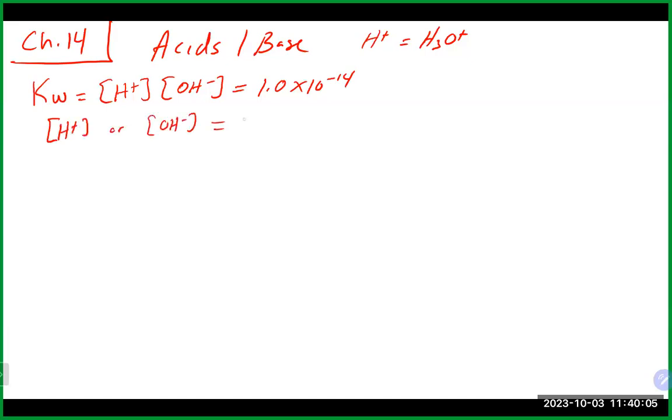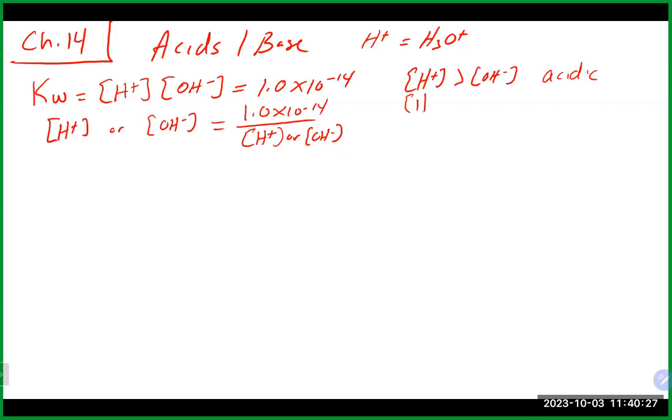It's really the same calculation as 1 times 10 to the minus 14 divided by either the H plus or the OH minus, depending on what you were given. And we could compare those two. If the H plus concentration is larger than the OH minus concentration, that means you have more acid than base in that solution. Then it's going to be acidic.